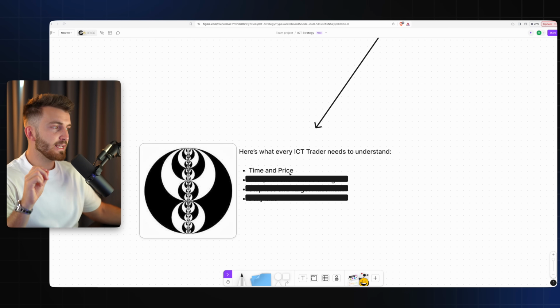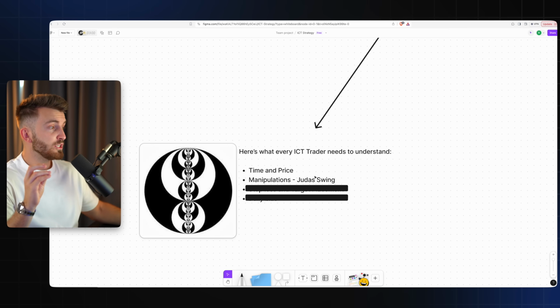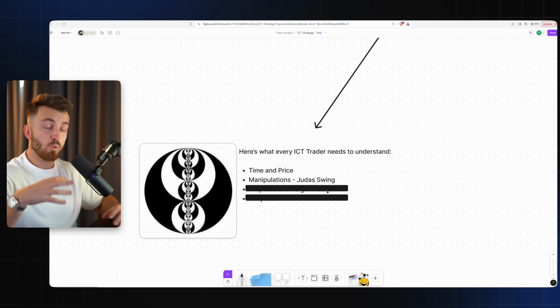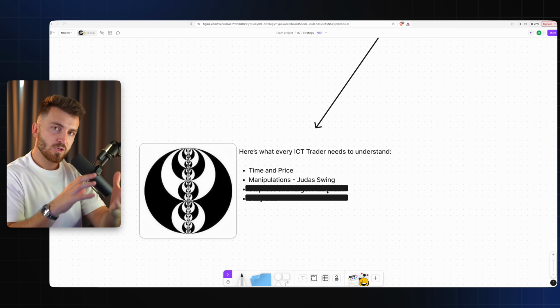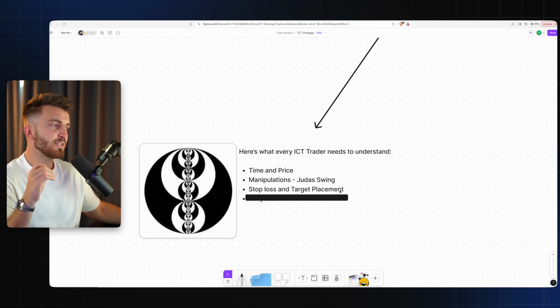This is something that is pretty much talked about all the time with ICT, and in this video we are going to talk about time and price. Then you also need to understand manipulation, which is what ICT refers to as Judas swings, and how that applies with price. Then you also need to understand stop loss placement and target placement.